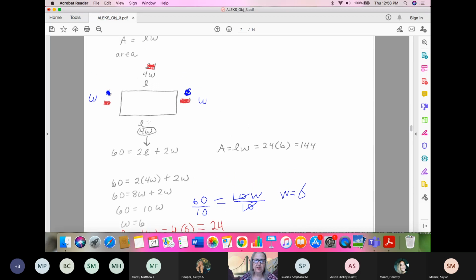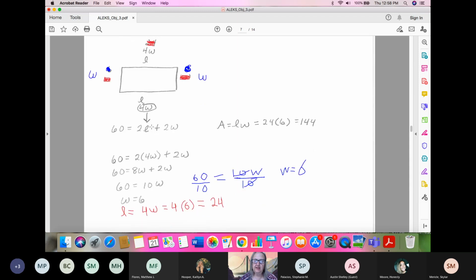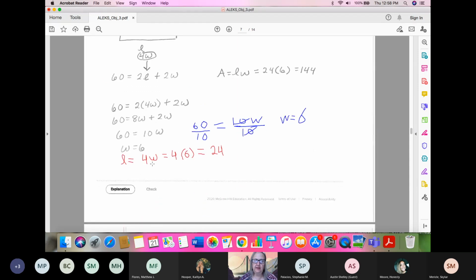Well, the length is equal to what? The length is equal to 4W. So the length equals 4W, which is equal to 4 times W. W is 6. So I took out this W, put in 6. 4 times 6 is 24. And now we can find the area.